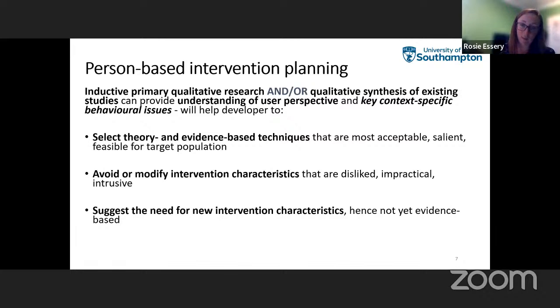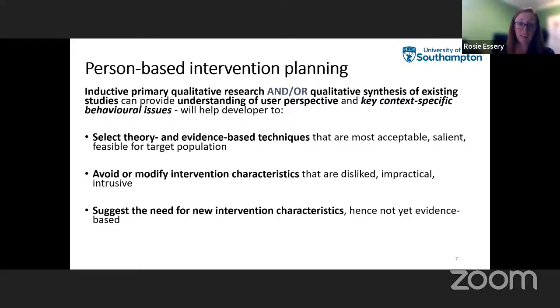So why then is it important to take a person-based approach to the planning stage of interventions? The reason we feel is that it makes sure that we are starting our intervention development from a place of really understanding our users' perspectives and their needs and preferences. And importantly, understanding what some of the context-specific behavioural issues are that your intervention might need to address to change behaviour.